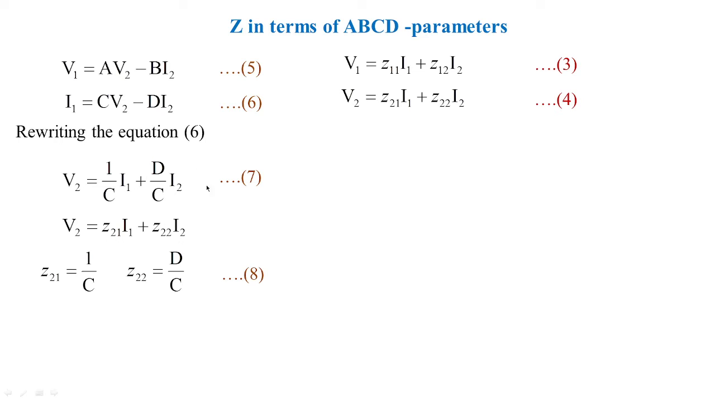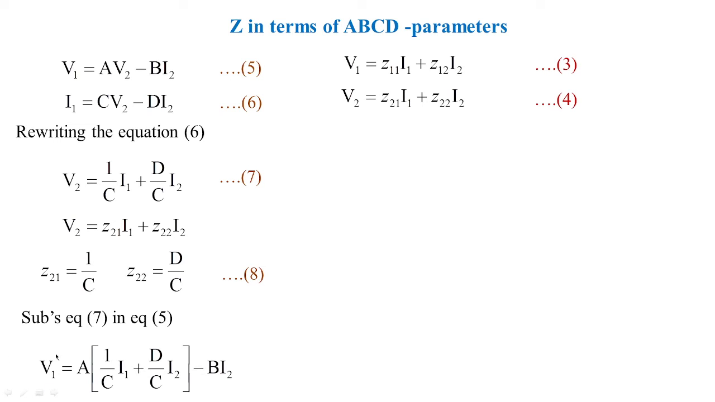I hope you understood how I have reframed the equation. Now just substitute equation 7 in equation 5. We have changed equation 6 to equation 7, and that equation 7 I'm going to place in equation 5. So I'm going to get V1 is equal to AV2. So the V2 value is 1 by C I1 plus D by C I2. That is what is done over here. Minus B I2 as it is.